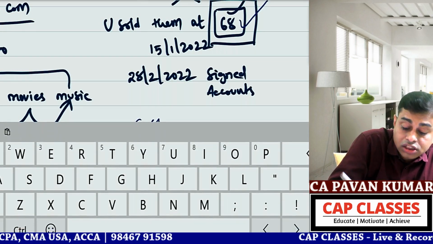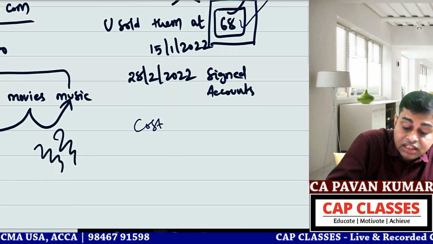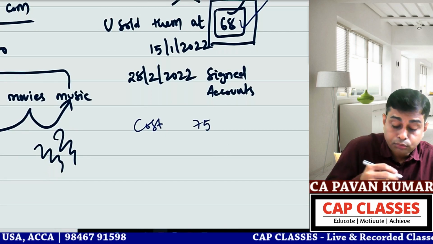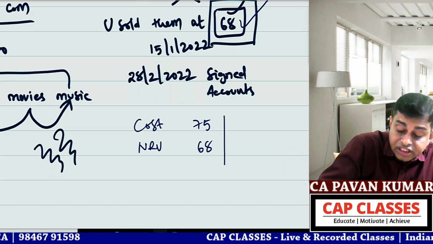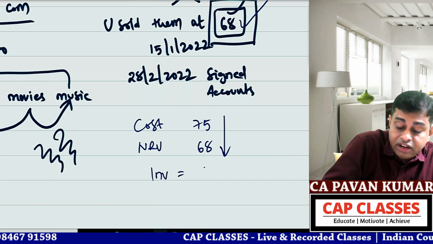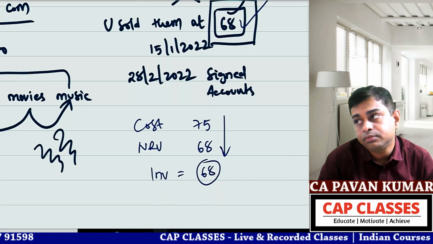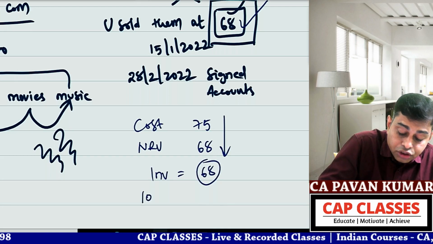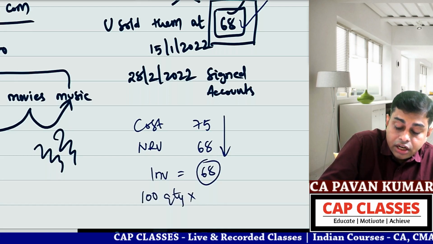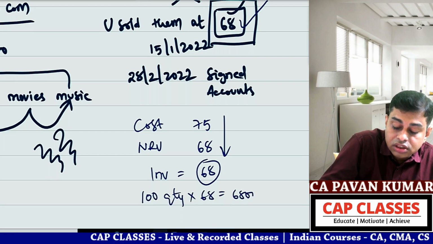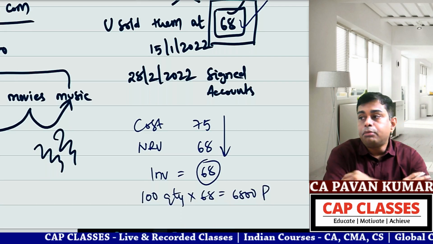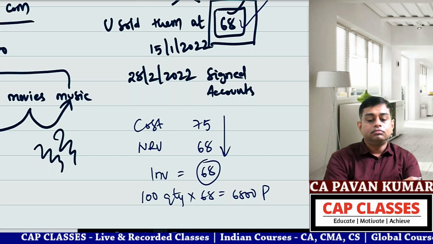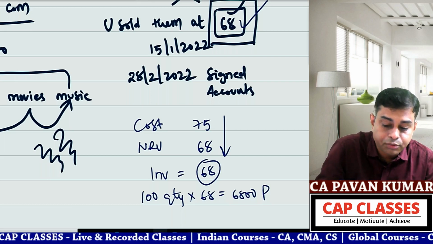So what is cost? Cost given in the question is 75 pounds. Net realizable value is 68. Whichever is lower is the inventory value. So inventory is to be valued at 68. How many items do you have? 100 quantity into 68 is equal to 6,800 pounds. Do you understand? Nice concept, no?